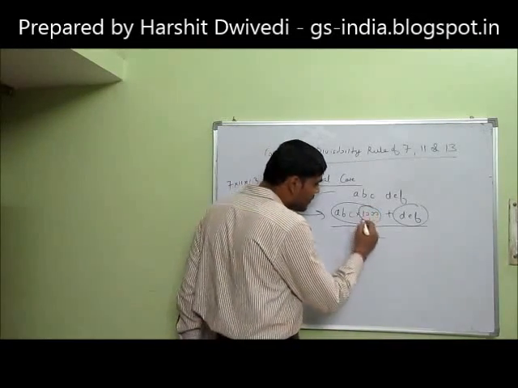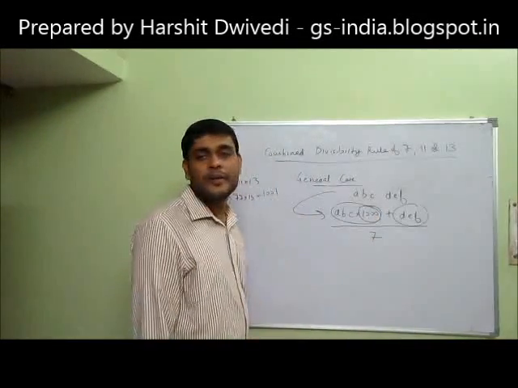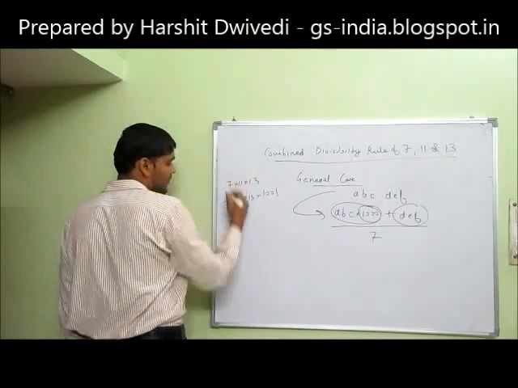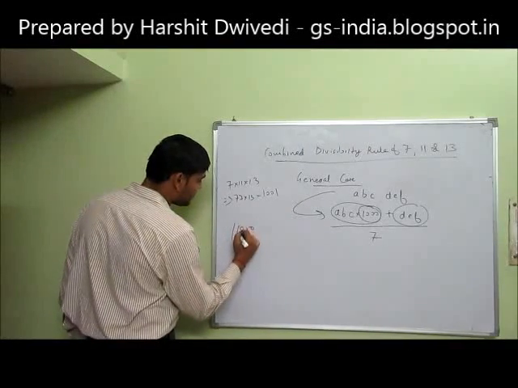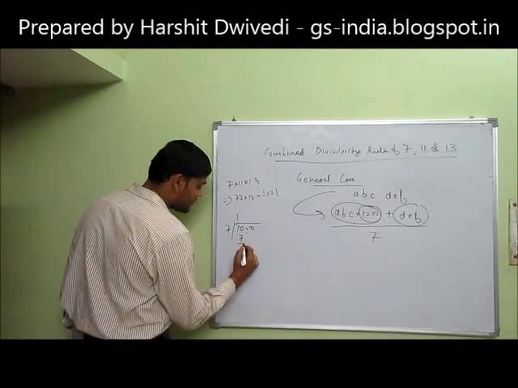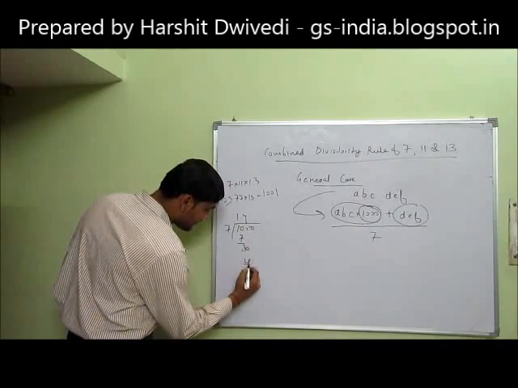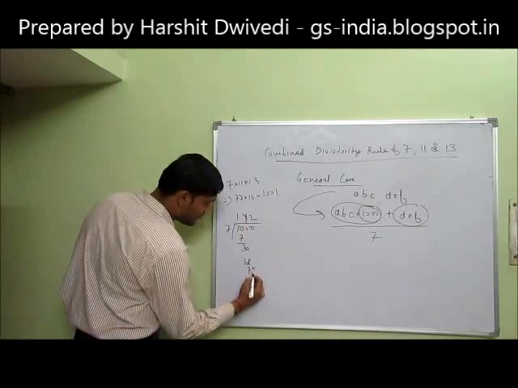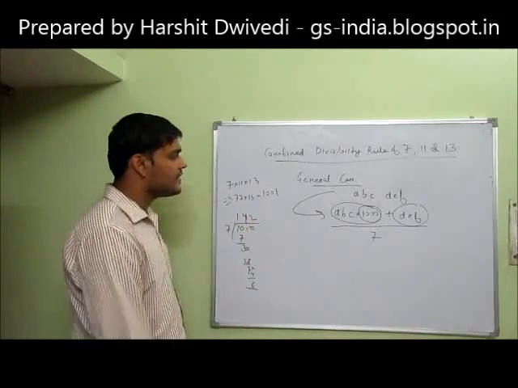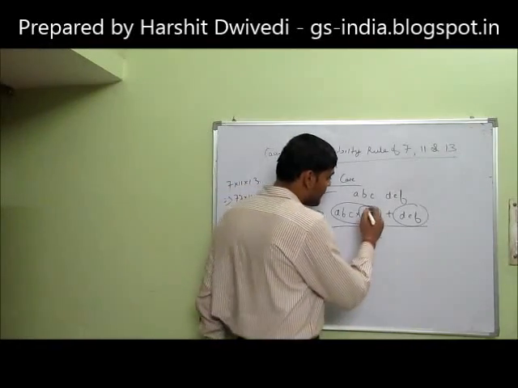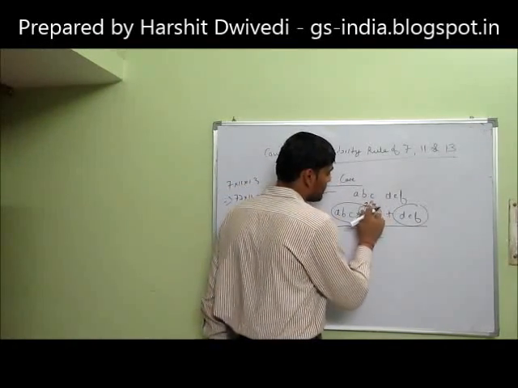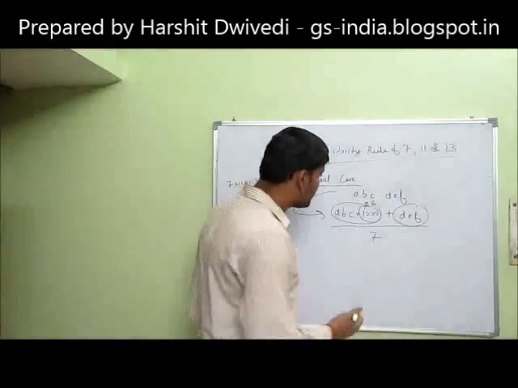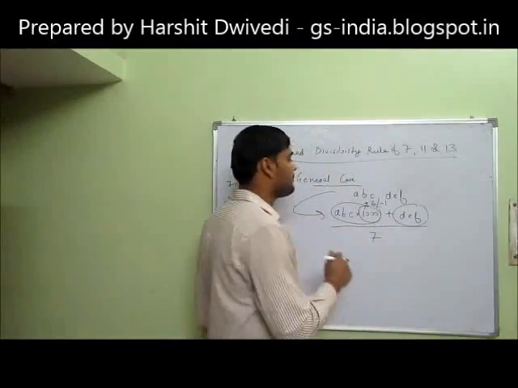What is the remainder when 1000 is divided by 7? Let us divide it. I divide 1000 by 7. 7 threes are 21, 7 twos are 14, 7 twos are 14, and 6 is the remainder. So when 1000 is divided by 7, the remainder is 6, or we can say that the remainder will be minus 1.